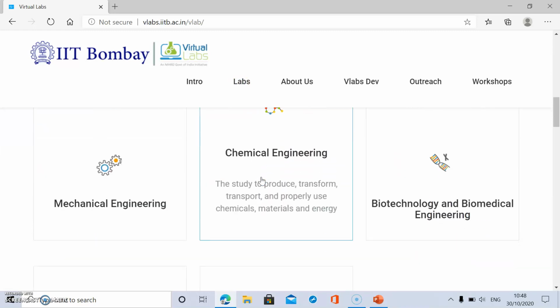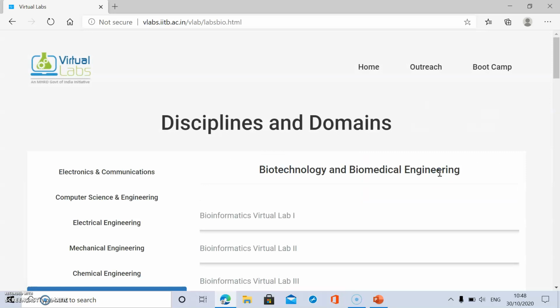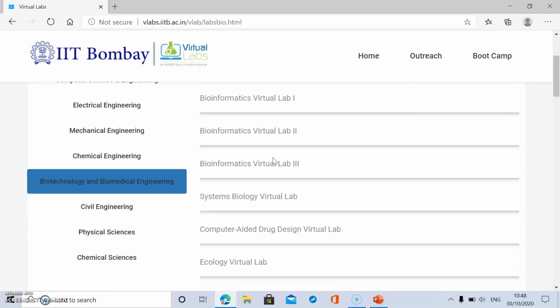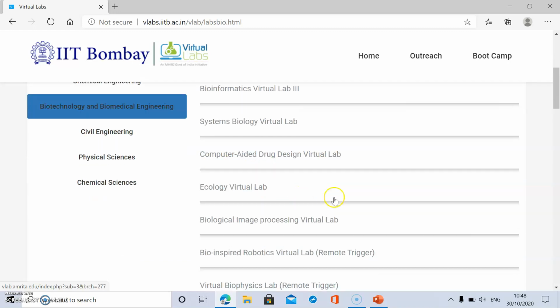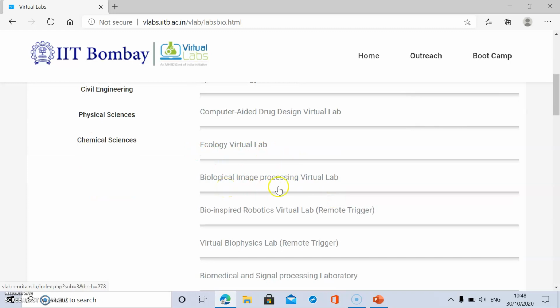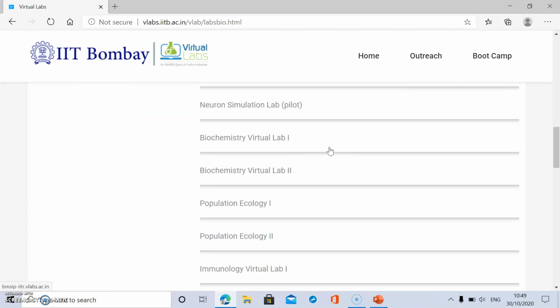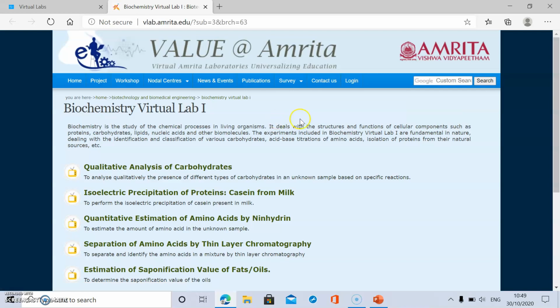Select the discipline biotechnology and biomedical engineering, and in this there are various labs: bioinformatics virtual lab 1, bioinformatics virtual lab 2, bioinformatics virtual lab 3, systems biology virtual lab, computer aided drug design virtual lab, ecology virtual lab, biological image processing virtual lab, and bio inspired robotics virtual lab. This is remote triggered.